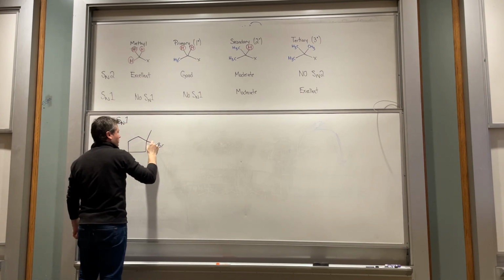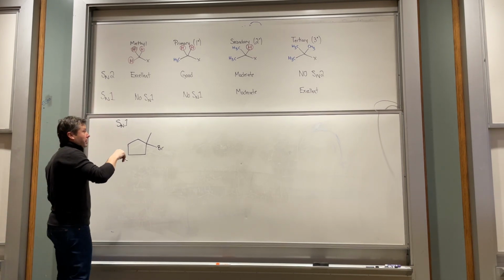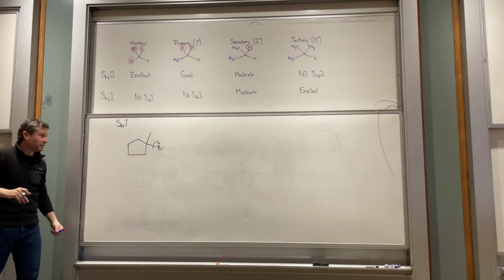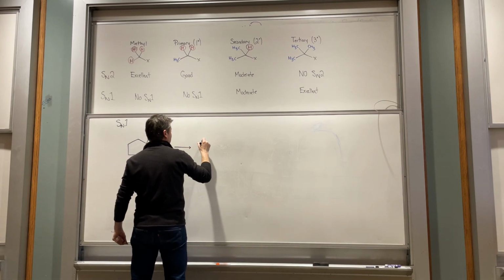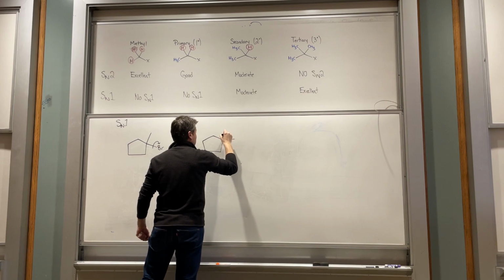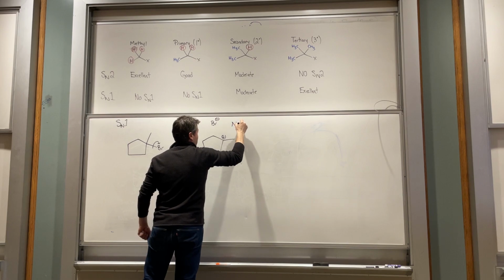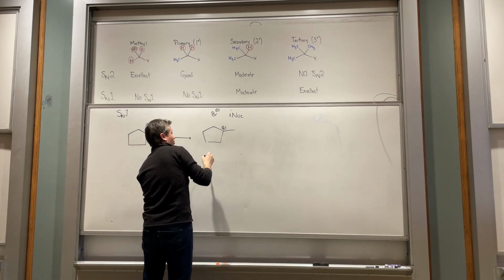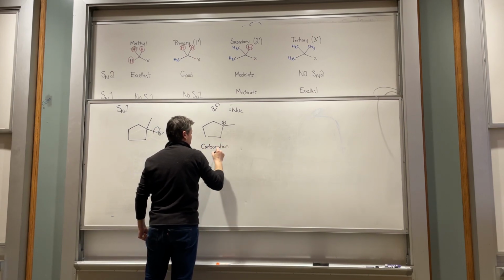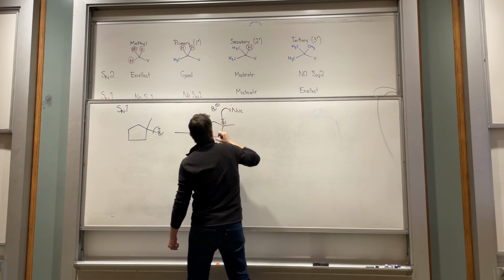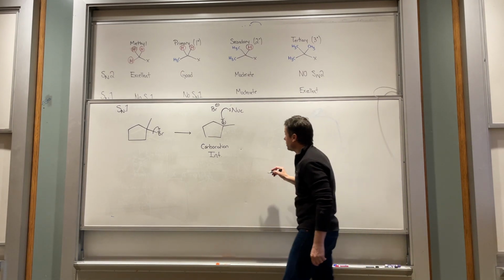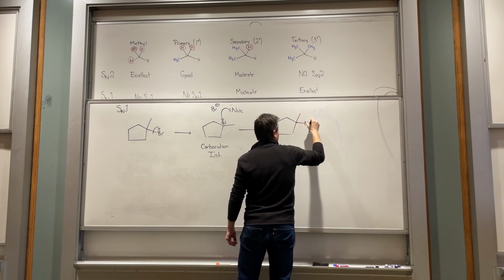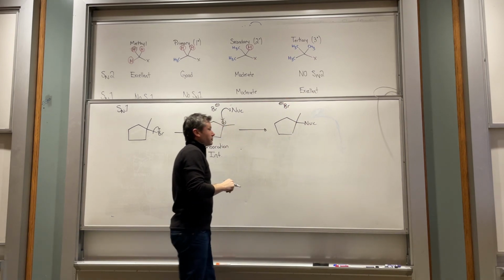SN1 mechanism. We say that the SN1 mechanism on tertiary electrophiles is going to be the most successful. So let's just quickly draw out the mechanism. I'm just choosing some random electrophile. First step of the SN1 mechanism is going to be loss of the leaving group. Formation of a carbocation intermediate. And then addition of the nucleophile to that carbocationic center, and that gets us to our product.